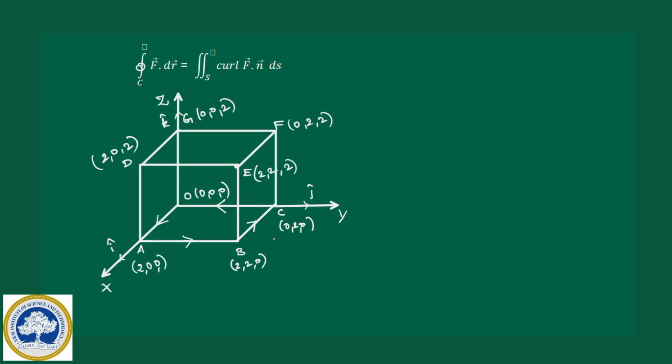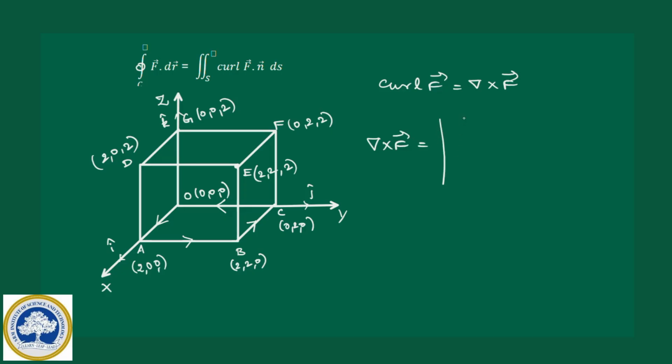Now let us calculate the right hand side part. So right hand side is curl f dot n ds. For that we have to first find out curl f. So what is curl f? Curl f is nothing but del cross f, right? So now let us calculate what is del cross f.